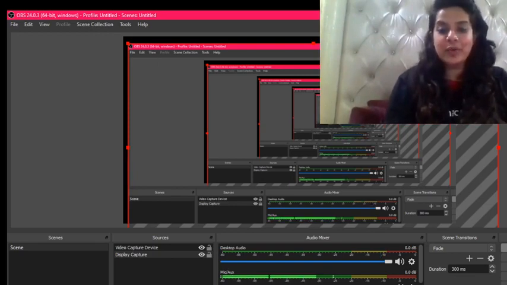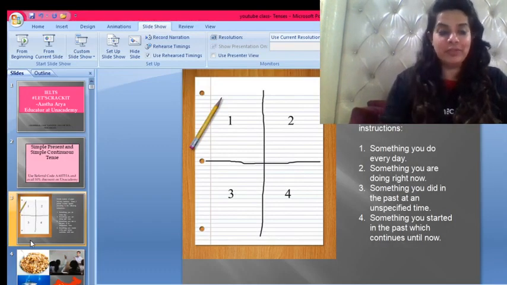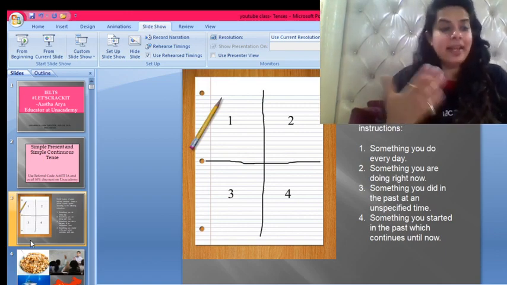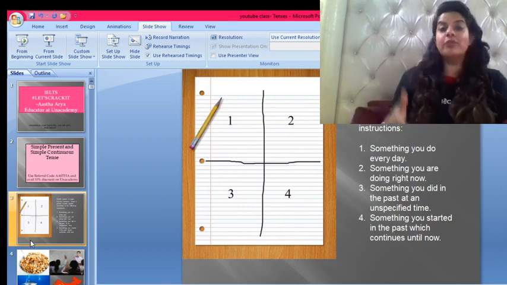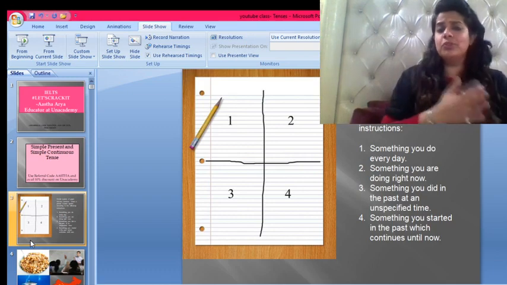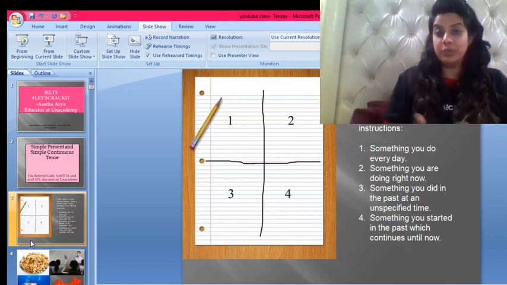Fine. So let me quickly jump on and let's start describing something which you do every day. It could be you brush your teeth every day, right? It could be you dance every day, you sing every day, you take a bath every day. So these are the various activities which you do every single day, right? All these activities which you do every single day, you can call your daily routine.